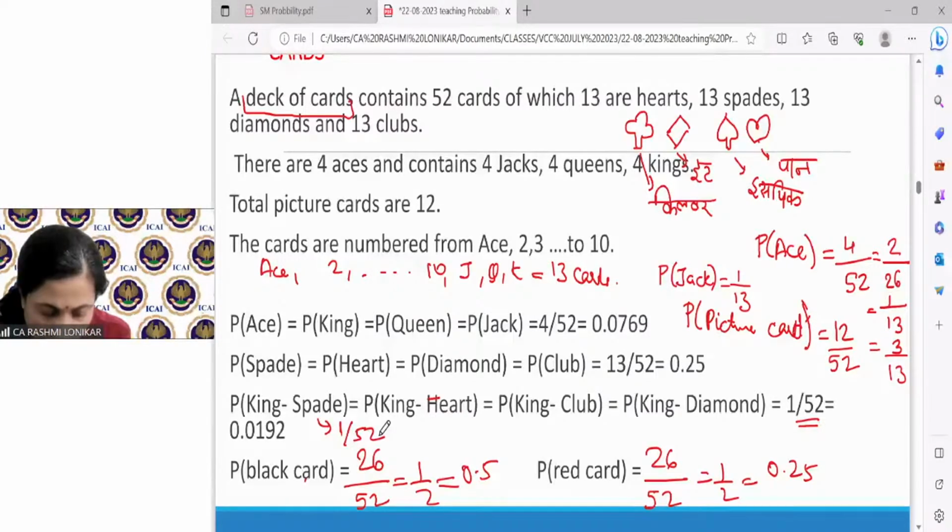Any other doubt you have? Let me just check. Understood? Red card probability is also half. Oh, sorry, yes, not 0.25. Fine, very good. This is not 0.25, this is 0.5. 1 by 2 is 0.5.